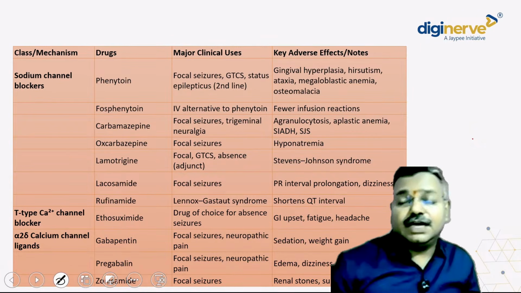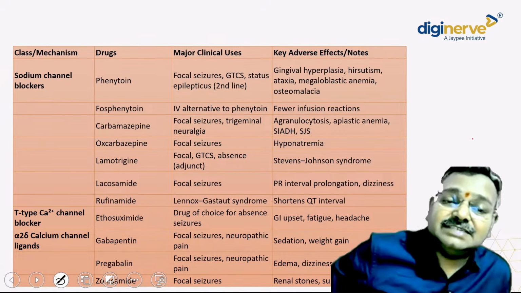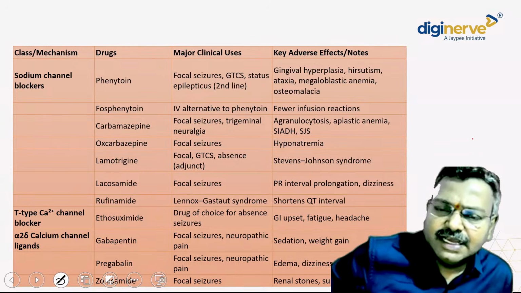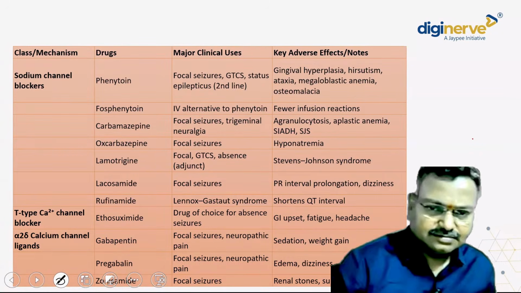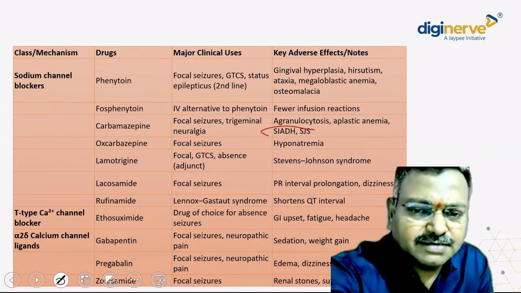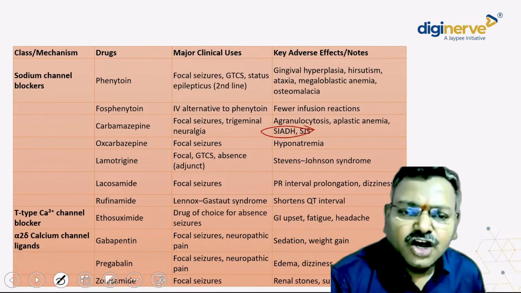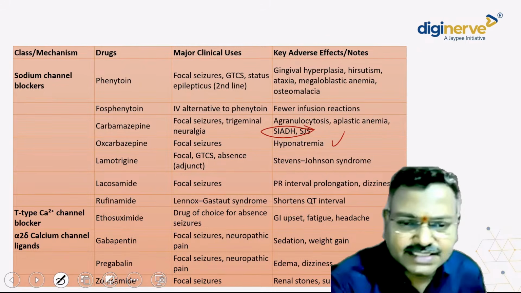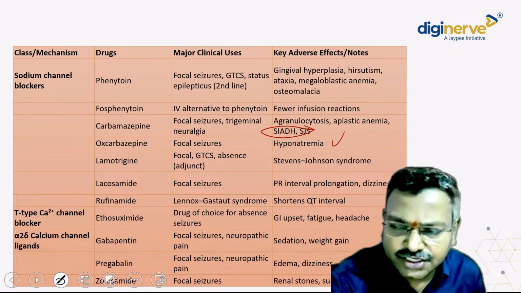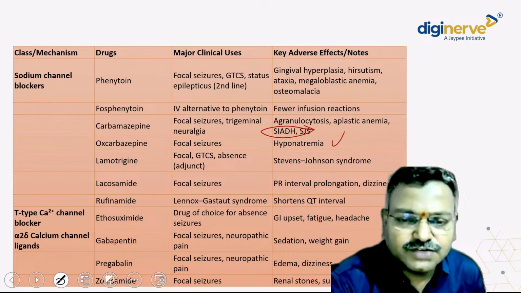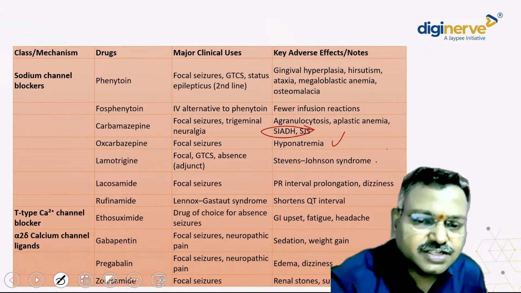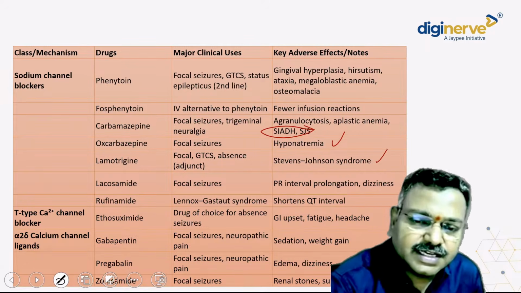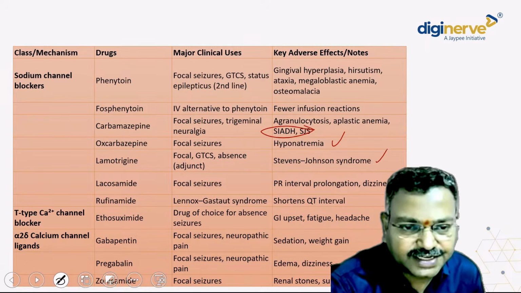Carbamazepine, very important. Other than seizures, it's used for trigeminal neuralgia. Important side effects: Stevens-Johnson syndrome, agranulocytosis, and SIADH. Very important, please remember SIADH. Oxcarbazepine, drug of choice for focal seizures. Hyponatremia, that is SIADH, is common. Lamotrigine, a newer drug, can be used for most things, but again SJS, Stevens-Johnson syndrome, is caused. Lacosamide, focal seizures. Important is the first-degree heart block that you can get.